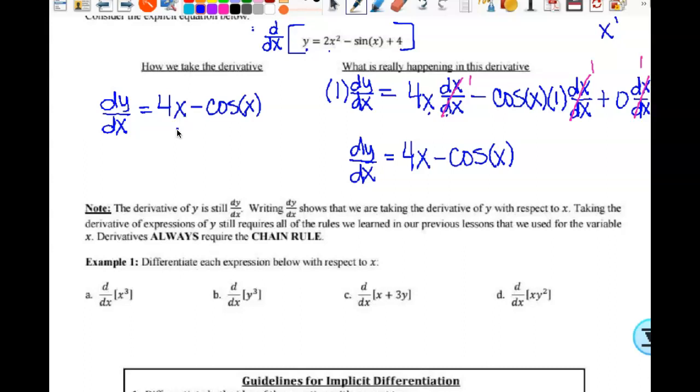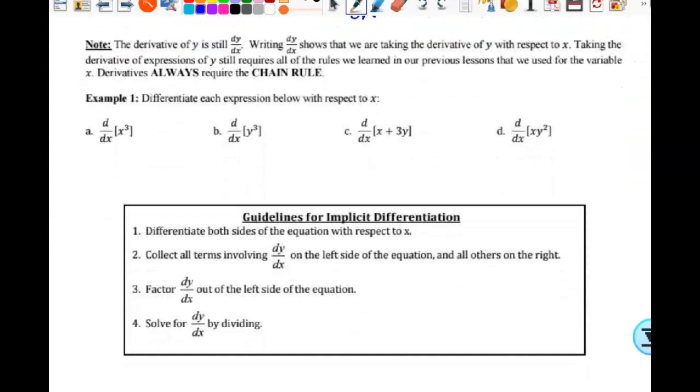And so it says, note, the derivative of y is still dy dx, because it's just 1 times that. Writing dy dx shows that we are taking the derivative of y with respect to x, like I just said. Okay? It still requires all of the rules. And like I just said, derivatives always require the chain rule. That's basically what's happening here. Okay? So let's look at this.